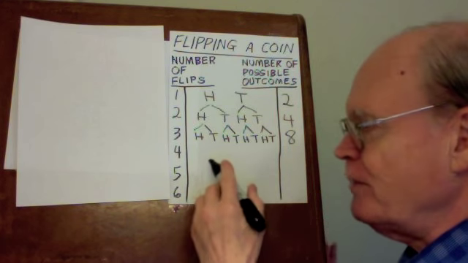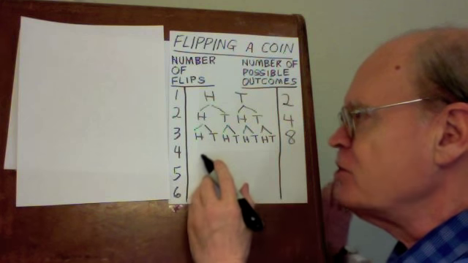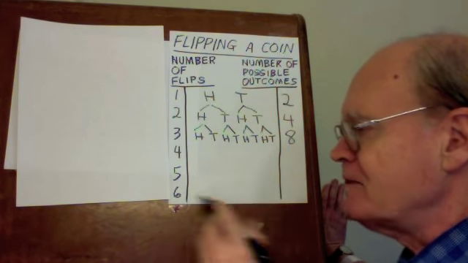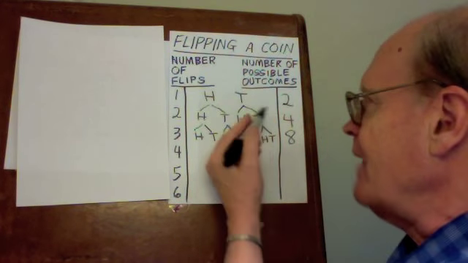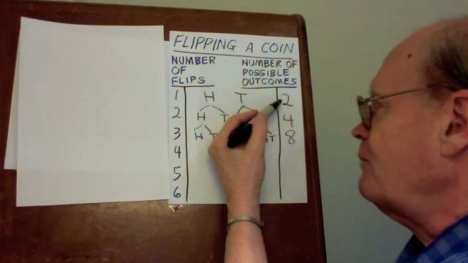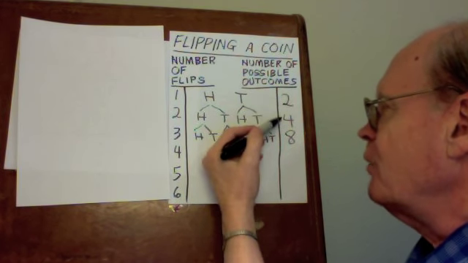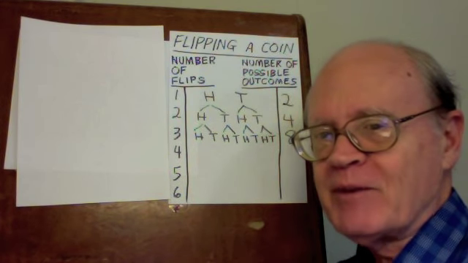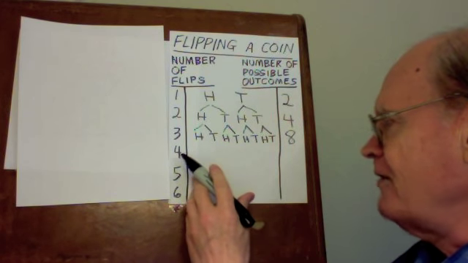And I don't have room, but you can imagine the branches continuing to show the results of flipping the coin 4 times, 5 times, 6 times, and so on. The number of possible outcomes, do you see the pattern? I'm sure you do. 2, 4, 8. What do you do to one of these to get the one below it? You double it. You multiply it by 2. And so that pattern, we understand that that pattern continues.